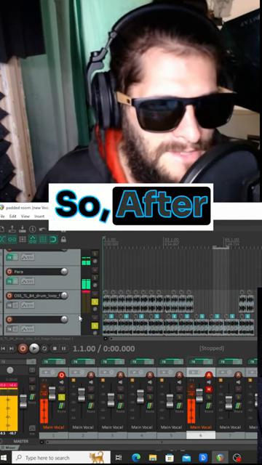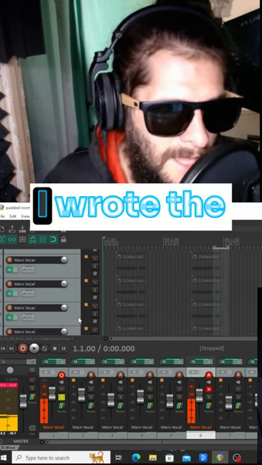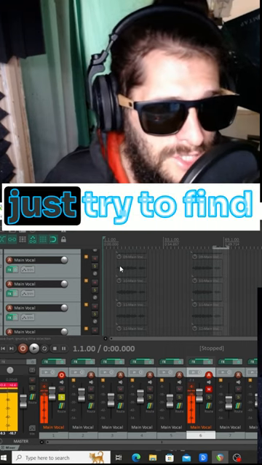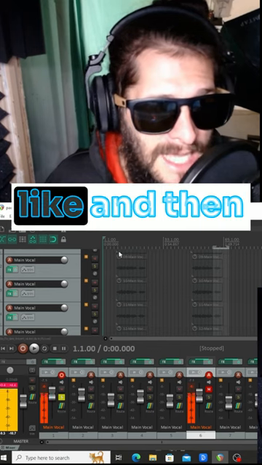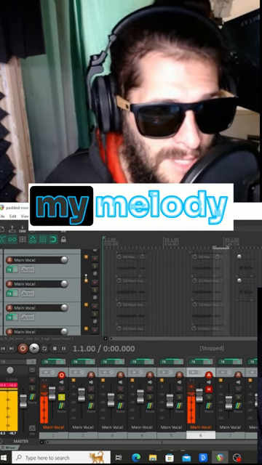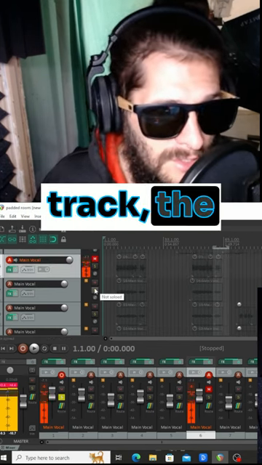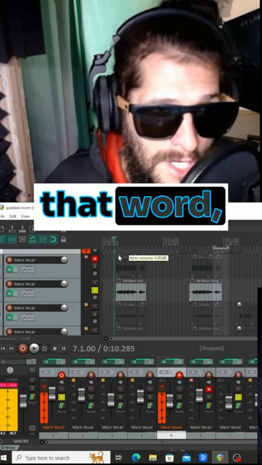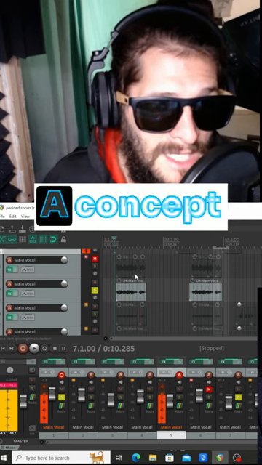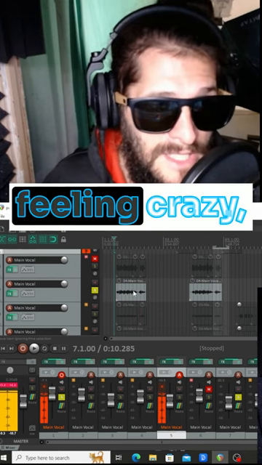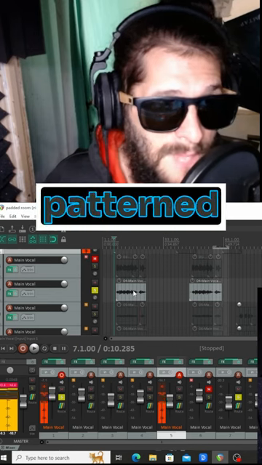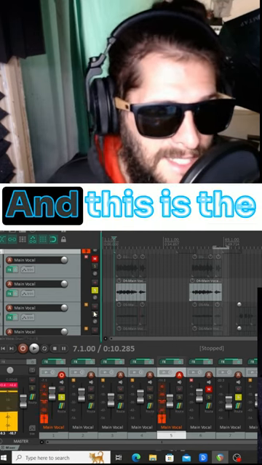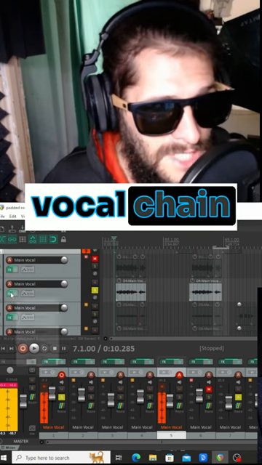So after I had my guitar loop, I wrote the little melody. When I write melodies, basically I will just try to find a word that I like and then I will base my melody around that. On this track, the word that I liked was "padded room." I started playing around with that word, trying to come up with a concept of feeling crazy, like life's a padded room. But yeah, I just kind of played around with that word, and this is the vocal chain right here.